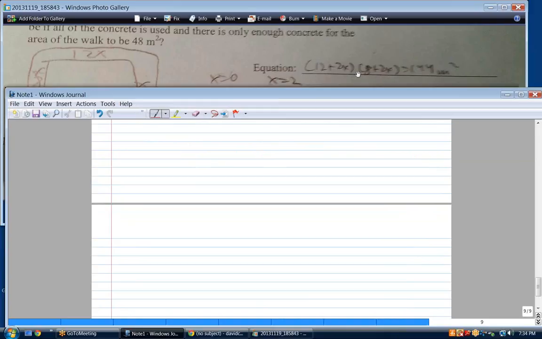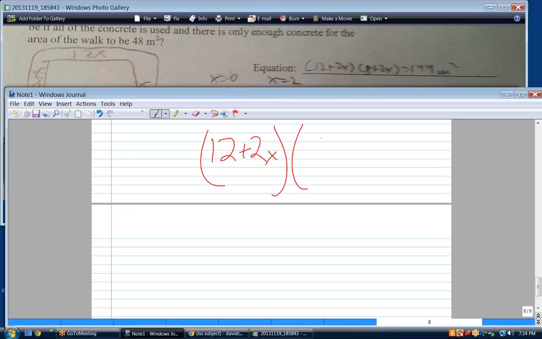So this is in factored form. So that's 12 plus 2x. So in order to graph this, what is this term here? 8 plus 2x. And it's all equal to 144? Yep. So you foiled these two together, and then you know how to put that into the graph calculator.